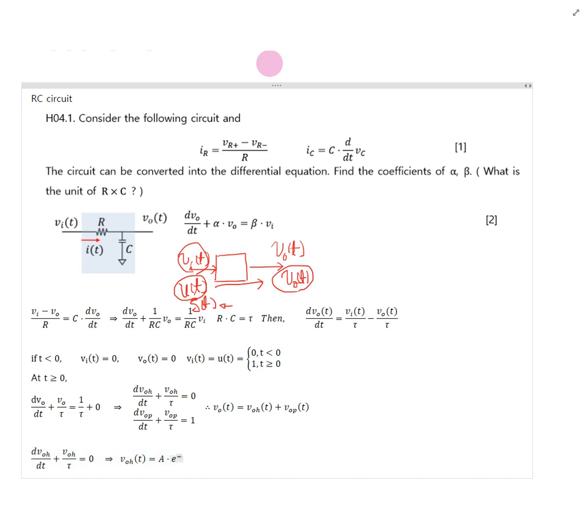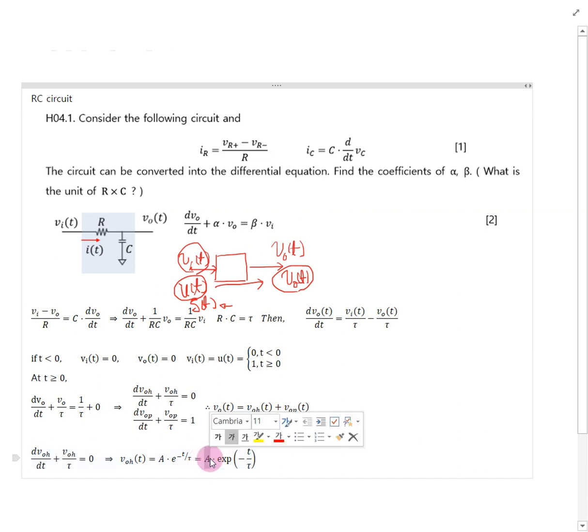The solution should be e to the minus t over tau. It should be this kind of expression, or sometimes we can write this in another way. The exponent is expressed in this way, exponential function of minus t over tau. Okay, this one equals these exponential notations. So V_OH should satisfy this equation. If you replace that one into here, then these equations will be valid. Whatever A is, you can choose any kind of value. For any A value, this equation will be satisfied.